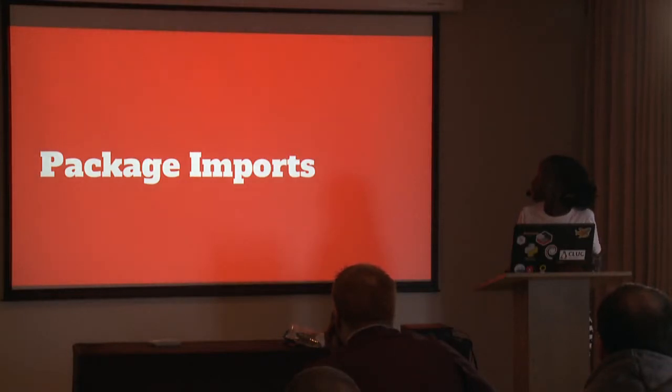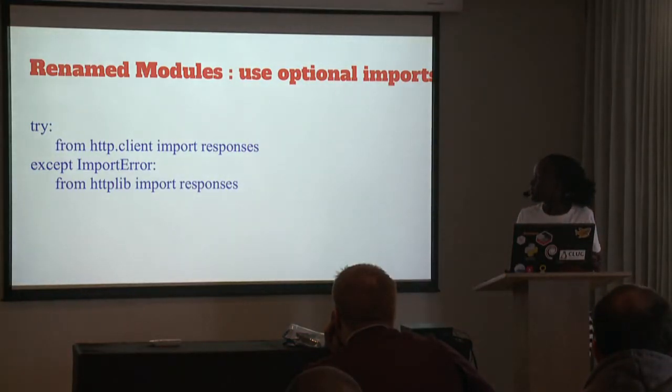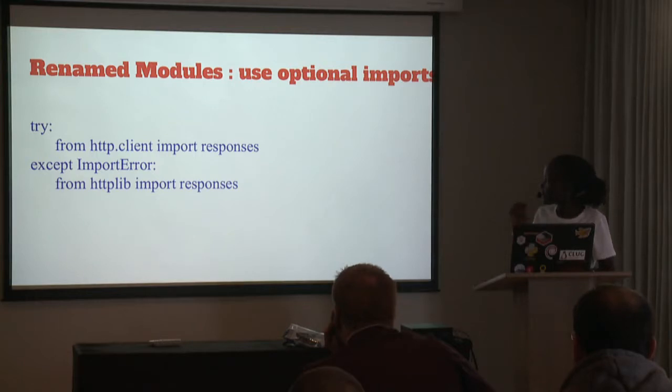Another great change that happened was around package imports. So we know that the standard library and built-ins were reorganized. Some modules were renamed, others were repackaged, maybe put under something else, or some global packages were reorganized under other things, others were renamed. So what would you do? For example, in Python 2, you'd import the HTTP library, you would import httplib to get the responses module. However, in Python 3, it's different. So how would you handle such a situation?